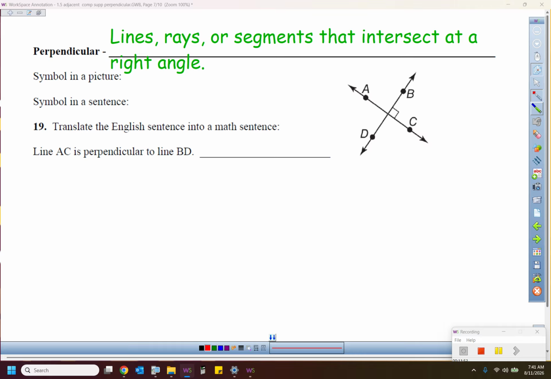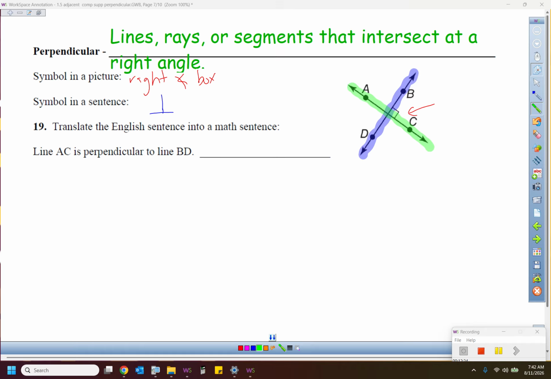The symbol in the picture, can you see that we've got this blue line DB right here and this green line AC right here? Do you see the symbol in the picture, that right angle box? The right angle box shows us, hey, those intersect at a right angle. And then the symbol in the sentence, you may have seen this before and maybe not, it's this upside down capital T right here. It's like an upside down capital T is perpendicular. And what I mean by a sentence is this. You see how they say, we've got a sentence, line AC is perpendicular to line BD.